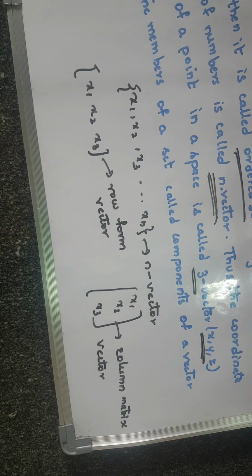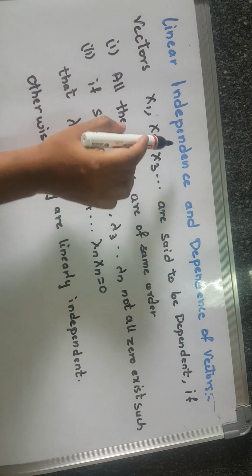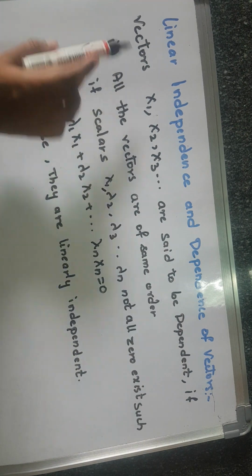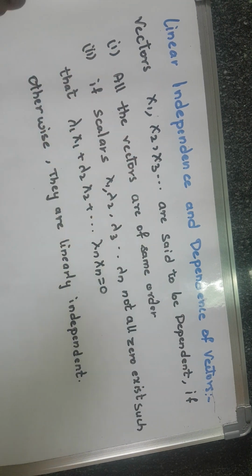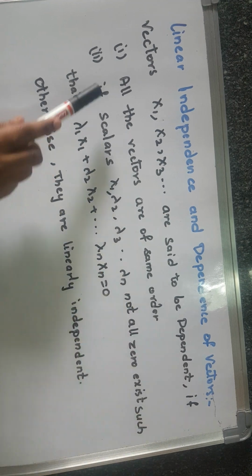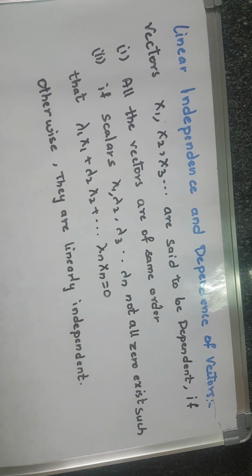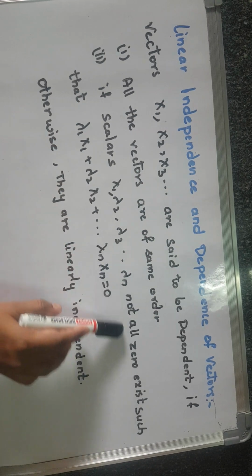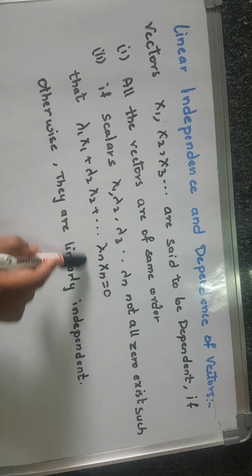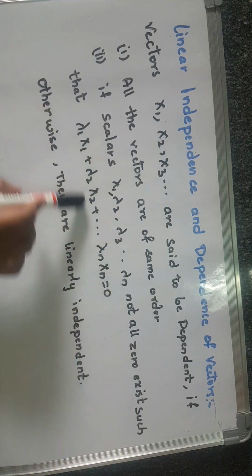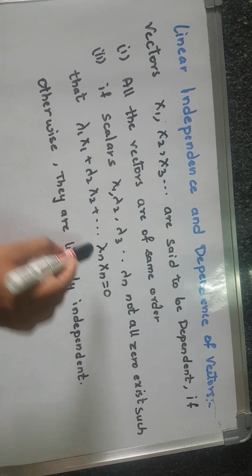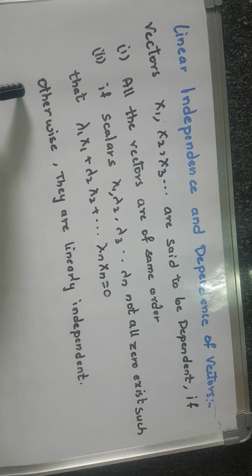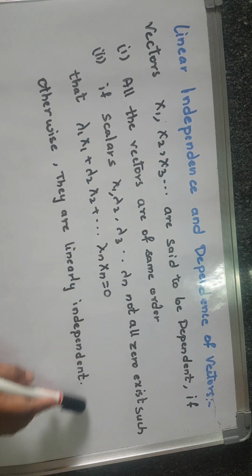Now let us continue. Linear independence and dependence of vectors. Vectors x1, x2, x3 are of the same order, either row matrix vectors or column matrix vectors. If scalars lambda 1, lambda 2, lambda 3 and so on, not all 0, exist such that the linear combination equals 0, this is linear dependence. Otherwise, if we can't equate it to 0, it is called linearly independent.